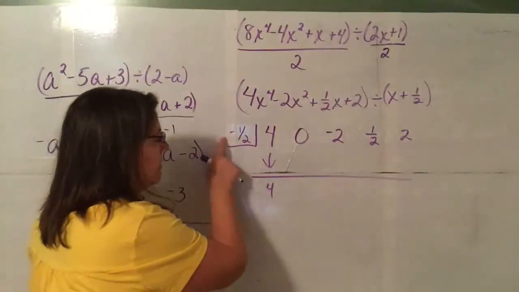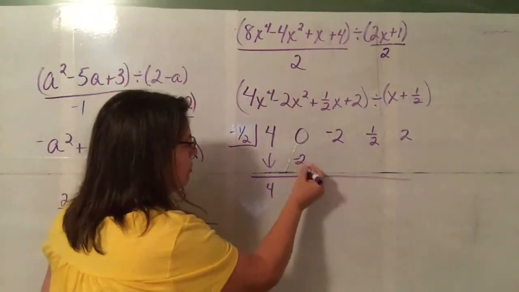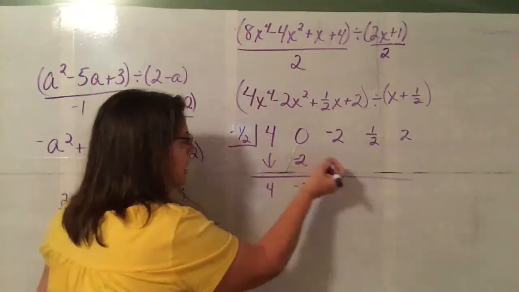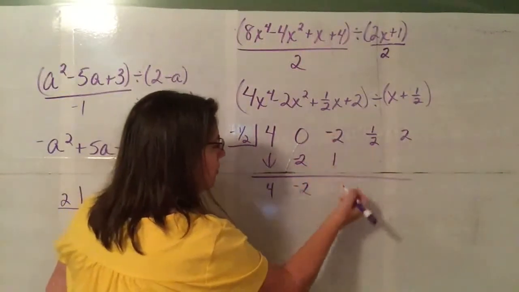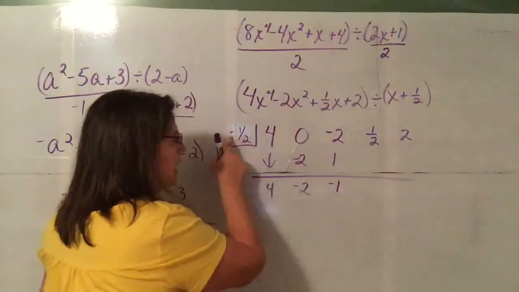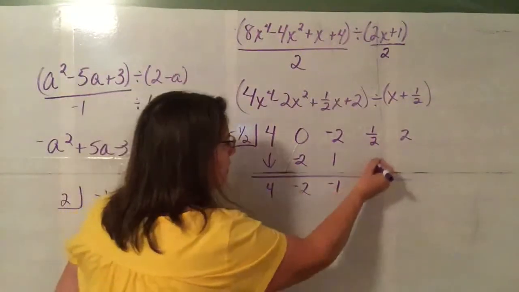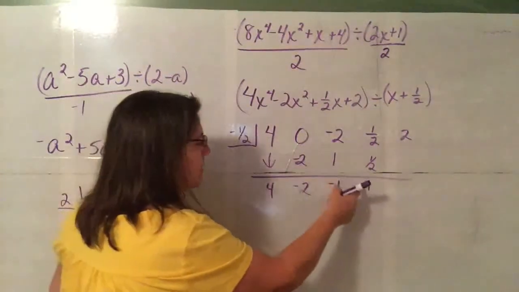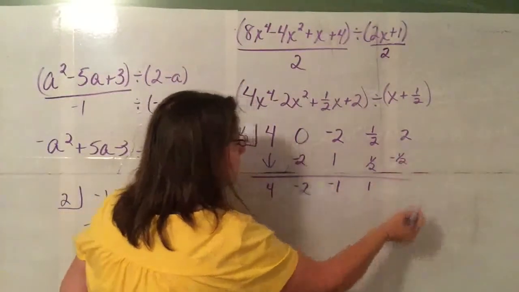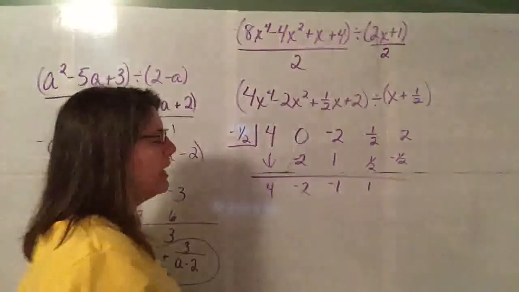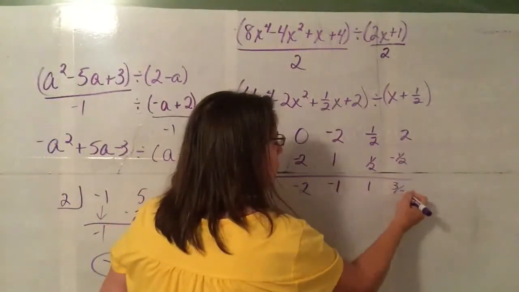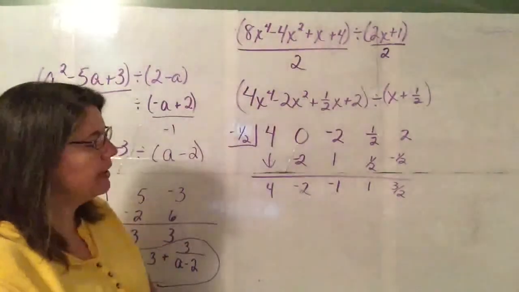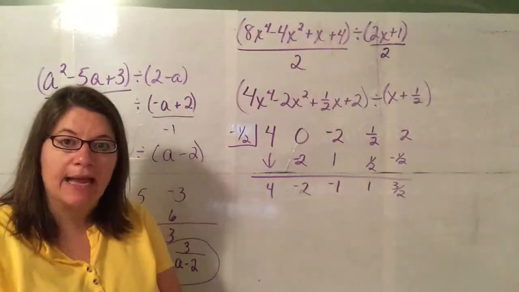So, negative 1/2 times 4 is negative 2. 0 plus negative 2 is negative 2. Negative 2 times negative 1/2 is 1. Negative 2 plus 1 is negative 1. Negative 1/2 times negative 1 is 1/2. 1/2 plus 1/2 is 1. Negative 1/2 times 1 is negative 1/2. And 2 plus negative 1/2 is positive 3/2. Okay? So in this one, my remainder is 3/2, or 1 1/2, same thing.